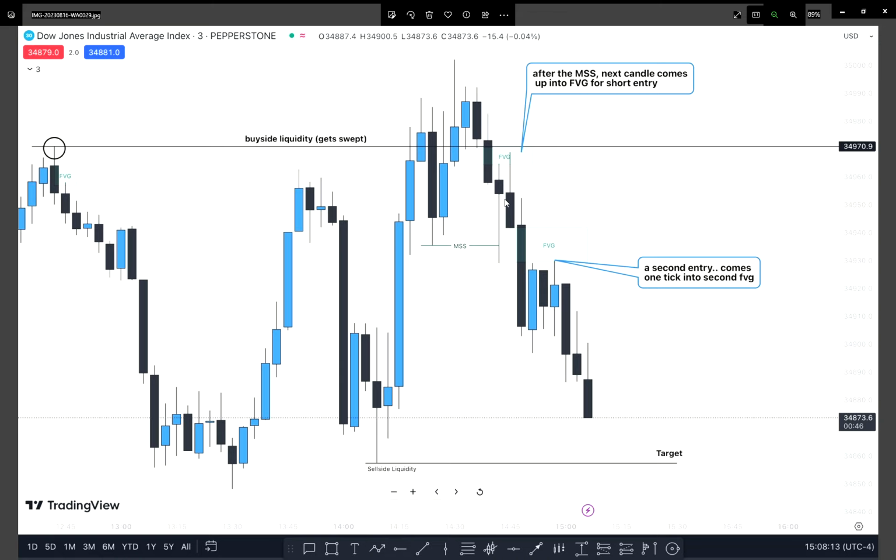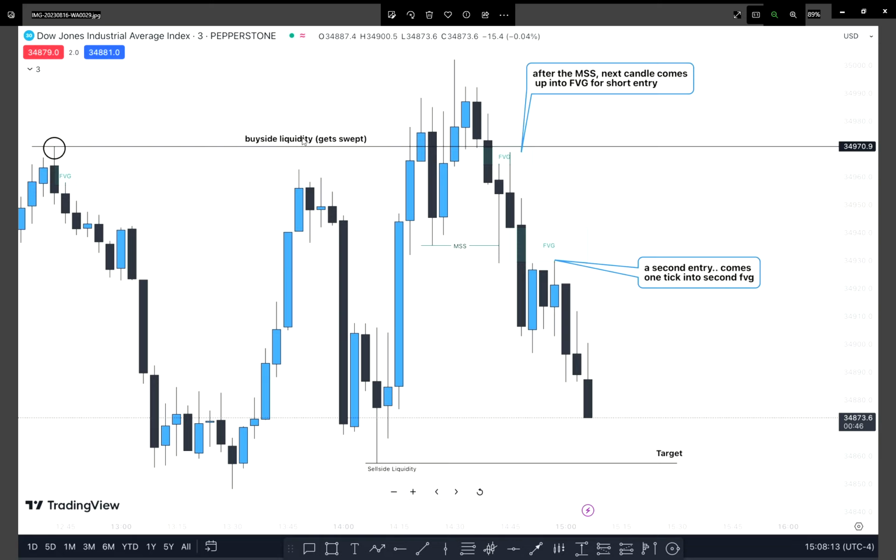So what the banks are trying to do is trick the buyers. When the banks sell, it causes the market structure shift, or MSS. And then that's the confirmation, along with the FVG, or the fair value gap. So hopefully you guys understand.